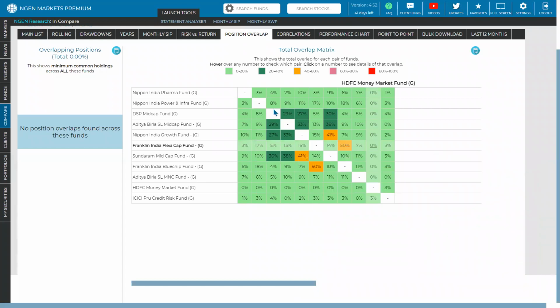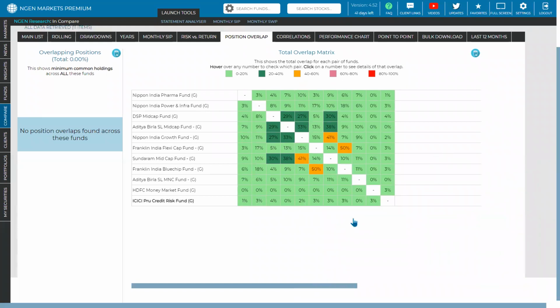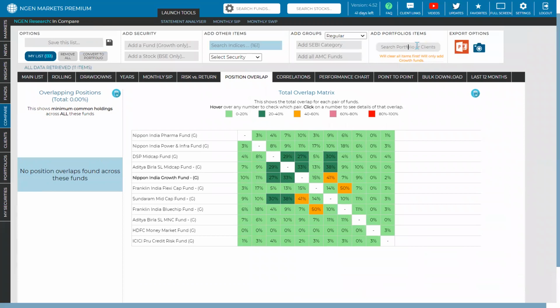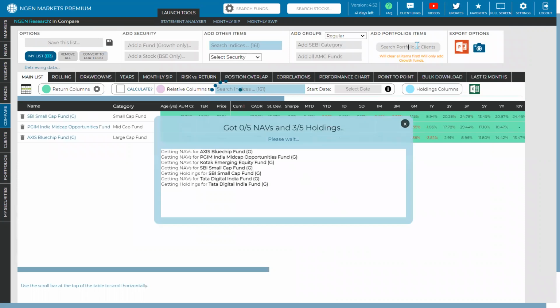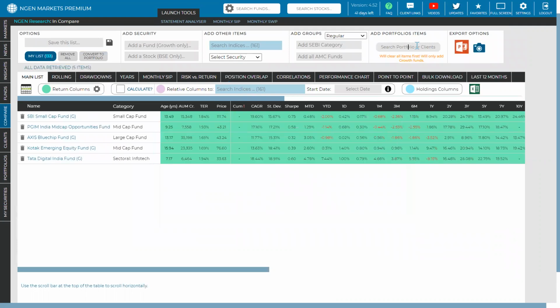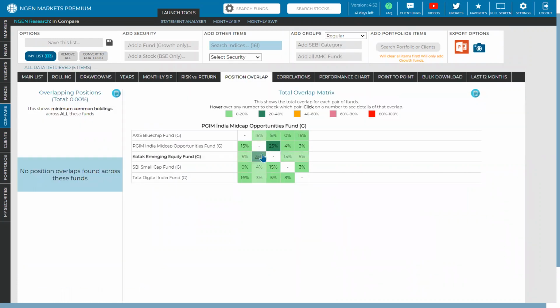Similarly, not just one portfolio. If I want to review another portfolio, all I need to do is type my own model portfolio here to see if I'm having good overlap in my model portfolio. So all you need to do is add other items here, and once you click on position overlap, you can see that the portfolio which I've made does not have that much of an overlap.